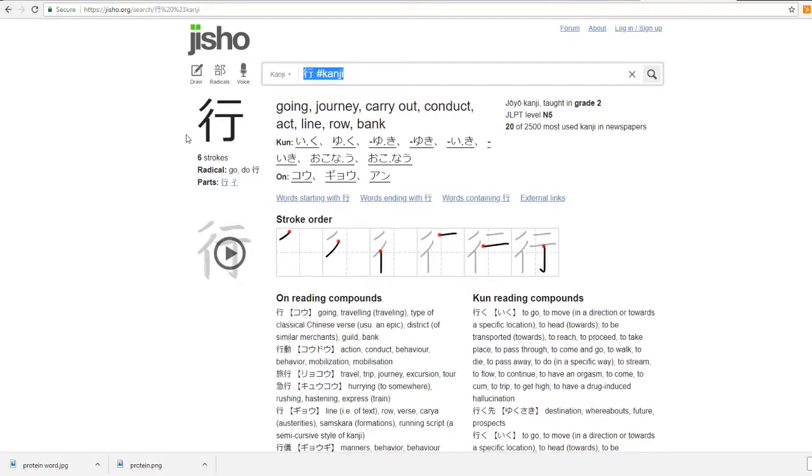Next one we're going to look at is the final one for today, Kanji 208, and it is going, journey, carry out, conduct. This one has a few different things. Again, this is one of the ones I just remember because none of the mnemonics work for me for this one. It just looks too weird. Somebody said it looks like a bridge and you're going over the bridge of the water. I don't really see that, but if you see that, that's great for you. Its kunyomi is going to be iku and its onyomi is going to be ko.